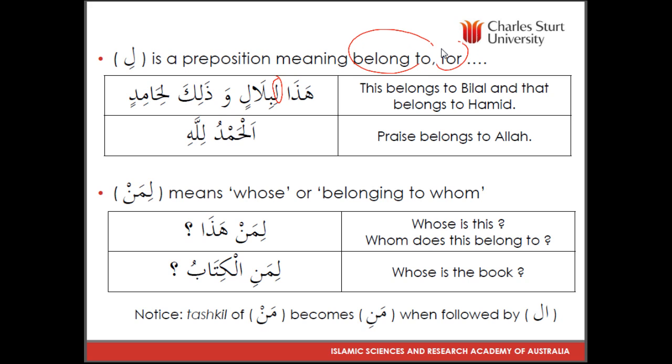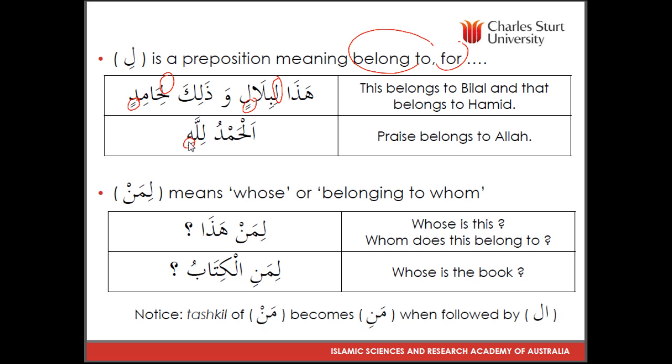Lillahi. We can see the position of harf al-jarr, that's why the ending is kasra. All praises actually belong to Allah. Okay? Liman means whose. Remember, man means who; in the previous examples we said kitabu man, whose book is this. So when you say liman, it also means whose, belongs to whom. Liman hada, whose is this.